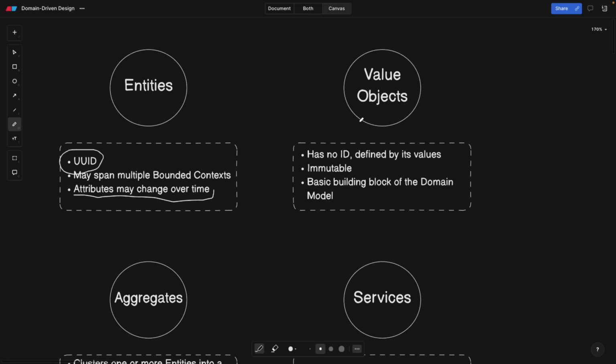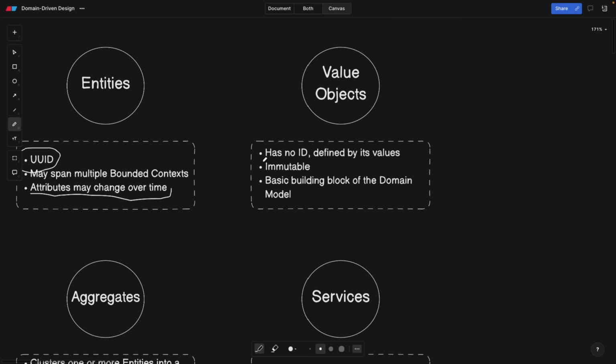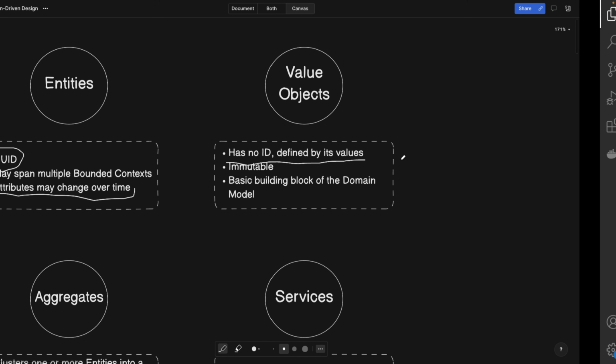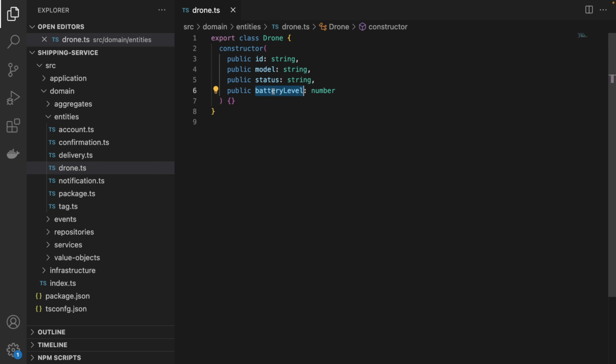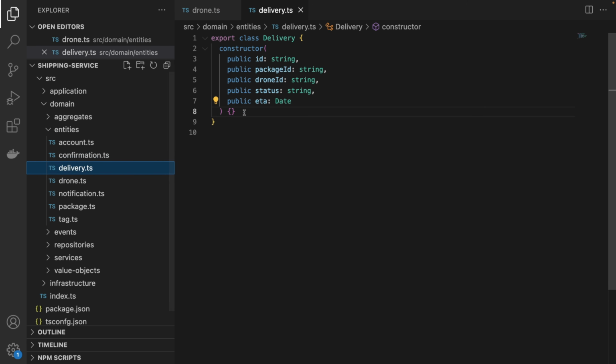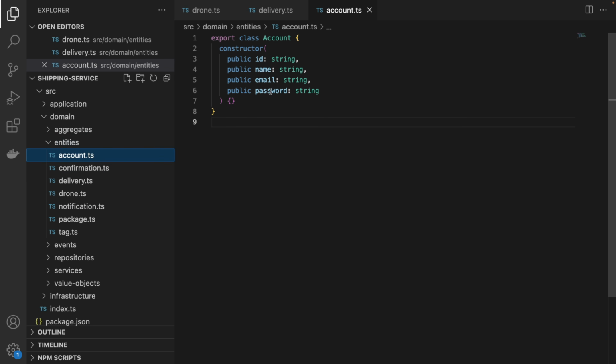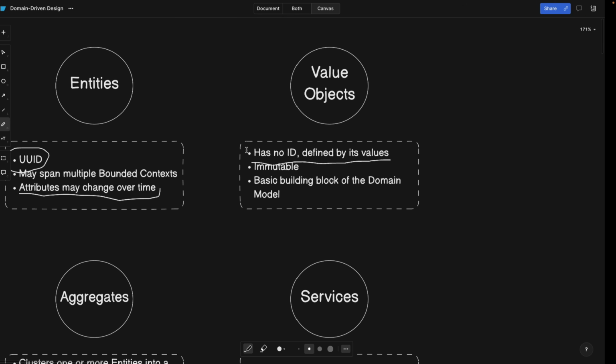Now, what's a value object? Value object, on the other hand, doesn't have any ID. It's defined by its values instead. Okay, so in other words, value objects are basically this stuff, or it can be this stuff. For example, battery level, it's a property of a drone. Okay, and in the delivery, it can be status instead. In an account, it can be email or password. Now we're going to talk about why value objects are so important.